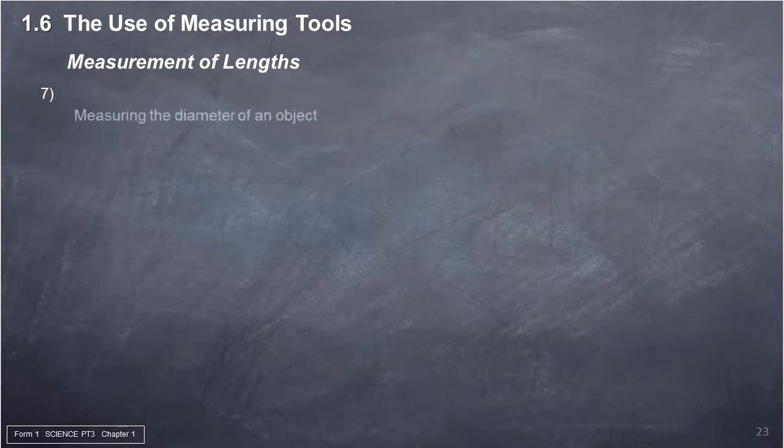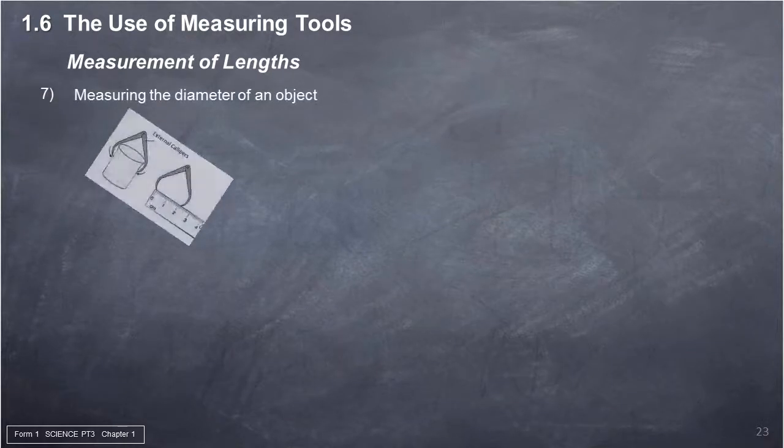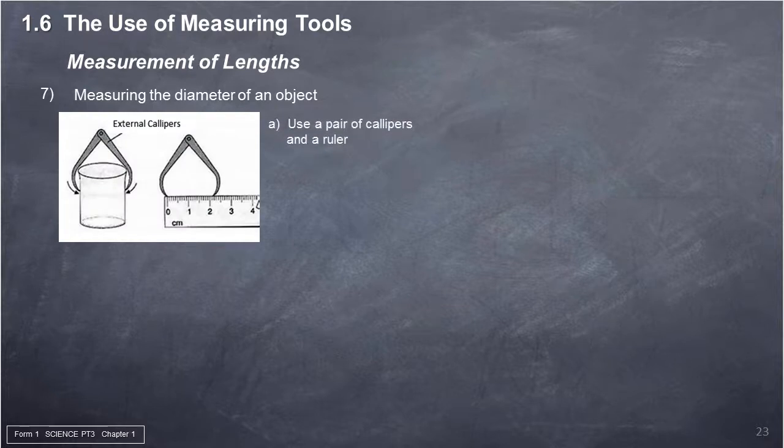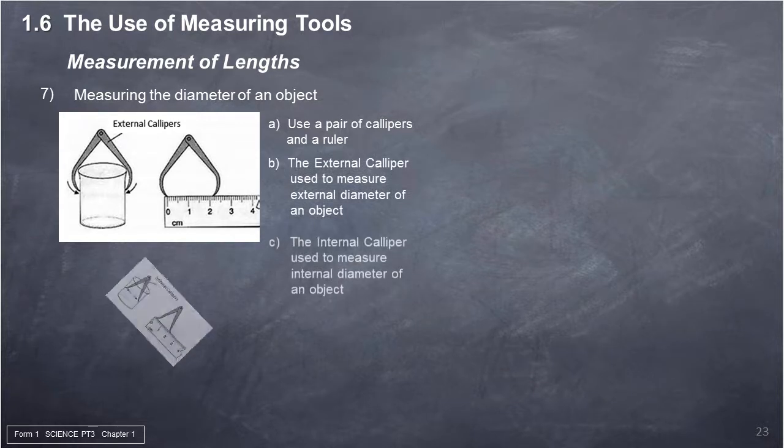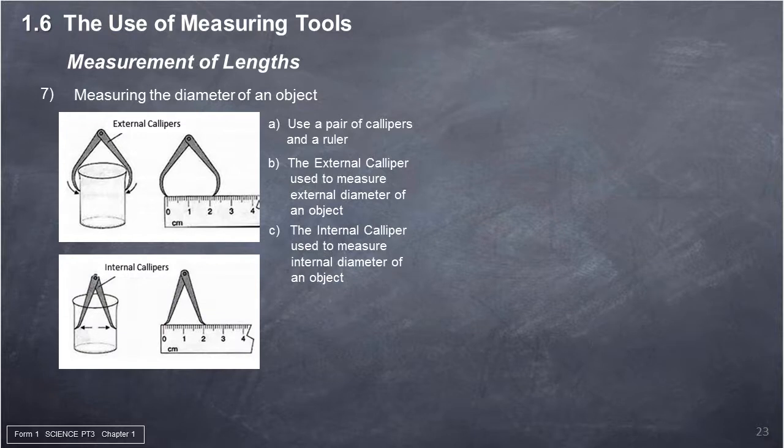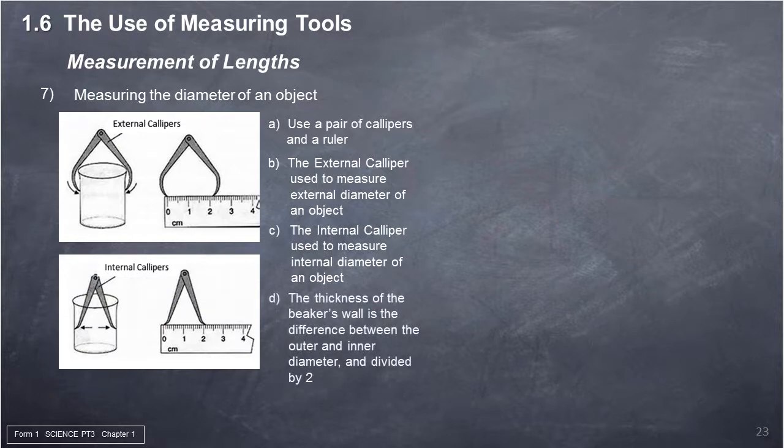7. Measuring the diameter of an object. A. Use a pair of calipers and a ruler. B. The external caliper is used to measure the external diameter of an object. C. The internal caliper is used to measure the internal diameter of an object. D. The thickness of the beaker's wall is the difference between the outer and inner diameter, divided by 2.